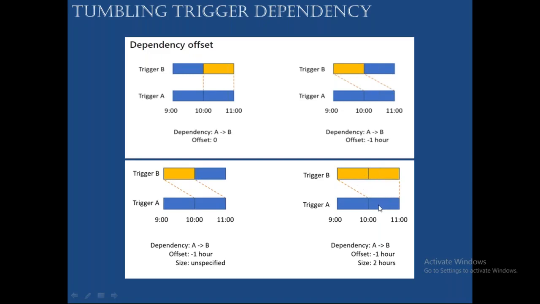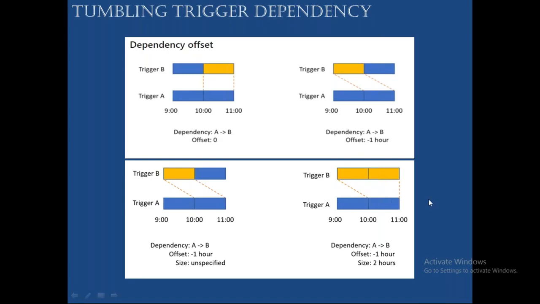This pipeline window will execute 10 to 11. This 10 to 11 is dependent on 9 o'clock, because of the minus 1 hour offset. Minus 1 hour offset means 10 to 11 is dependent on 9 to 10. But the window size is 2 hours, meaning not only 9 to 10, it is also dependent on one more window, that is 10 to 11. When you combine these two windows, only then will the window size come to 2 hours. That's why you clearly see this window is dependent on these two windows.